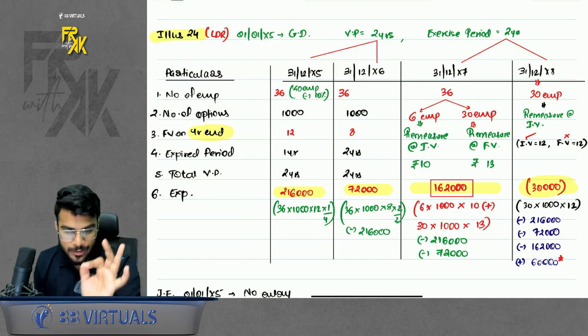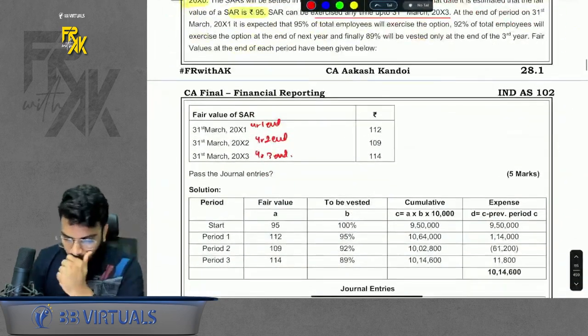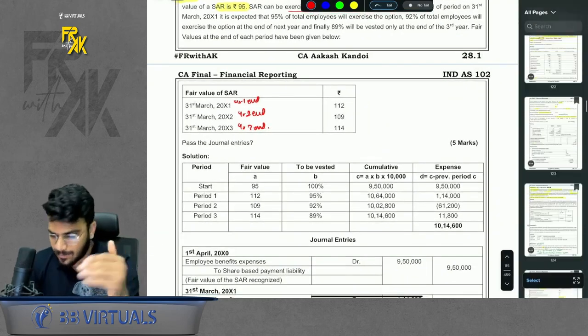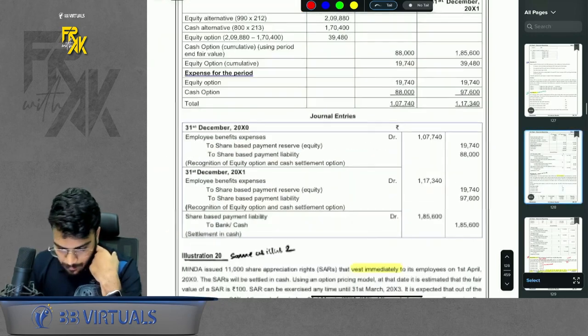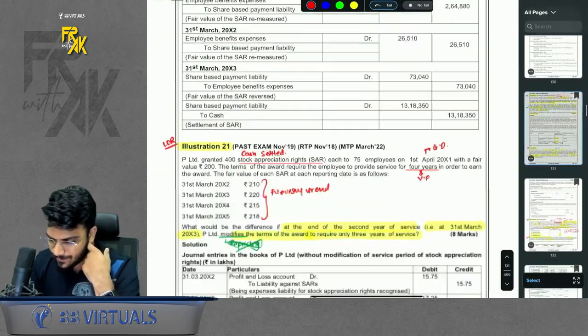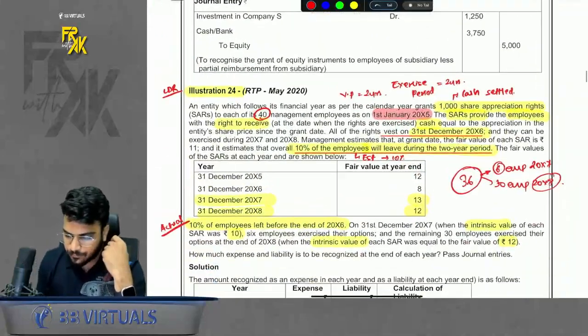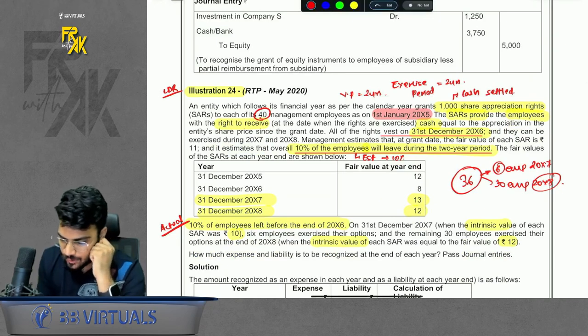A very good question. Okay. Here that issue has been resolved. We were discussing now, if the employee leaves early, he will take his money. Here that issue has been resolved, but there is a new concept of intrinsic value here. I will try to explain it to you. It is very simple. See what is there here. So basically there is a question where there are 40 employees on 1st Jan 15.